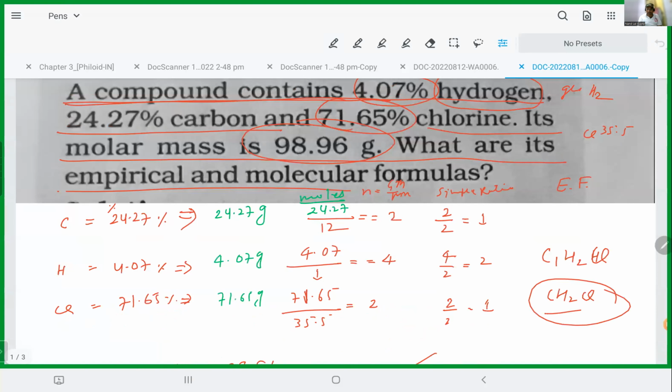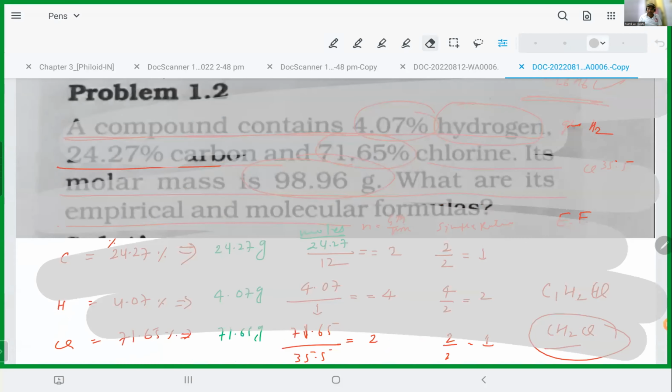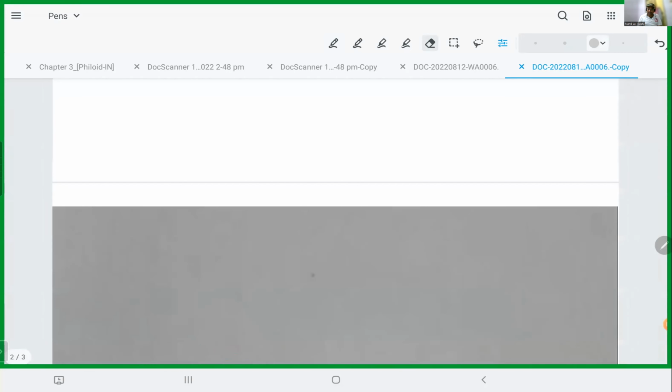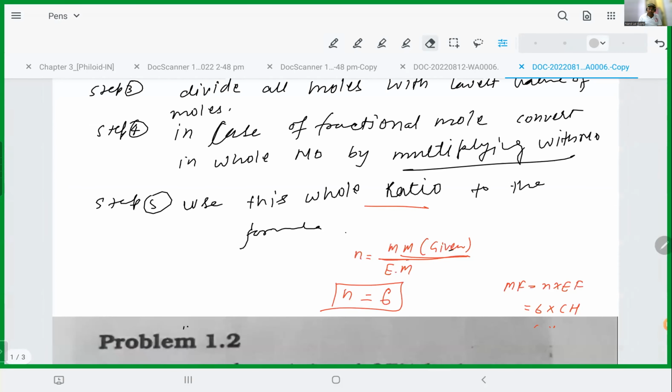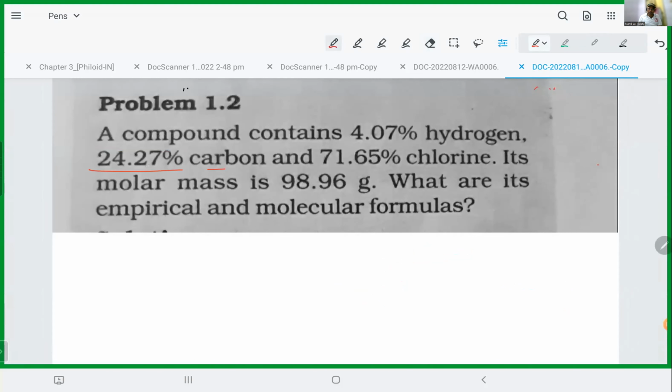Okay, let's see question number one. What is question number one? Here you see a compound contains 4.07% hydrogen, 24.27% carbon, and 71.65% chlorine. Its molecular mass is given. What is the empirical formula and molecular formula? This they are asking.